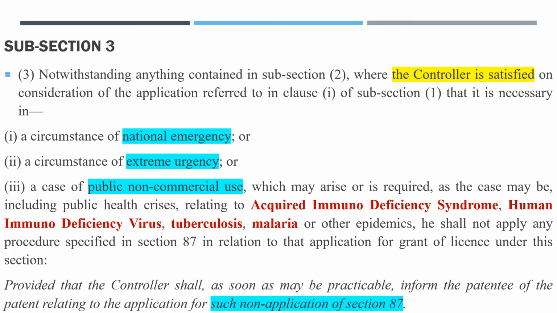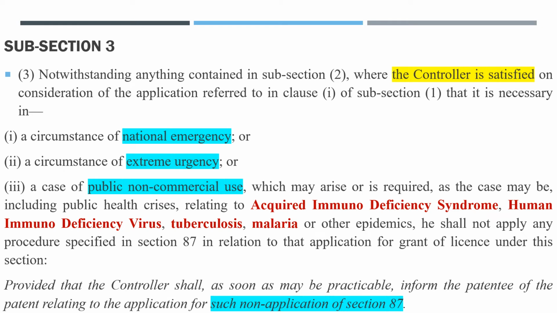application for grant of license under this section, provided that the controller shall, as soon as may be practicable, inform the patentee of the patent relating to the application for such non-application of section 87. Here, friends, the key term or the key phrase is the controller is satisfied. Okay, and the secondary key terms are national emergency, extreme emergency, public non-commercial use, such non-application of section 87, etc. So let me analyze this subsection in a very simple way.